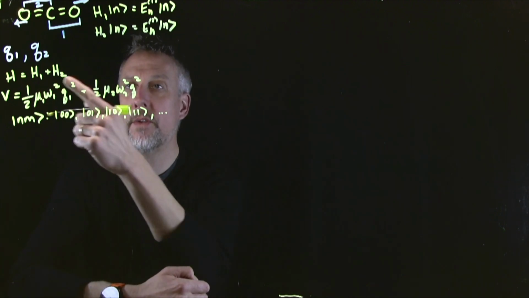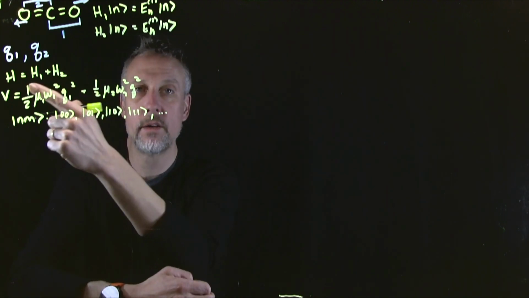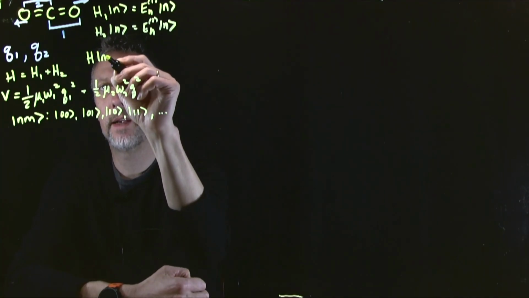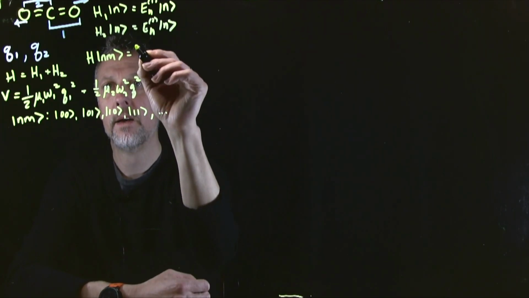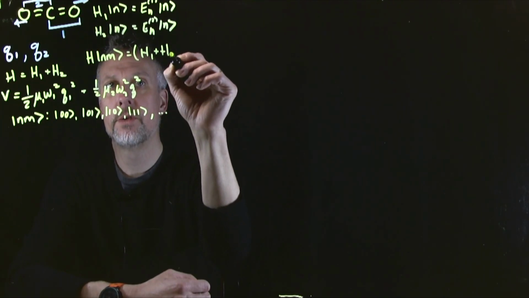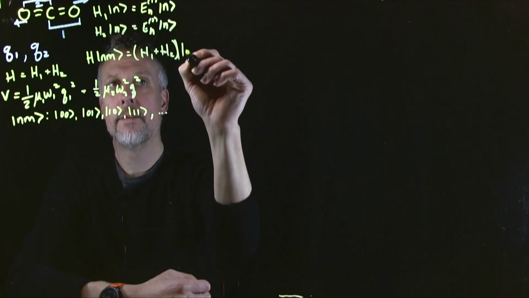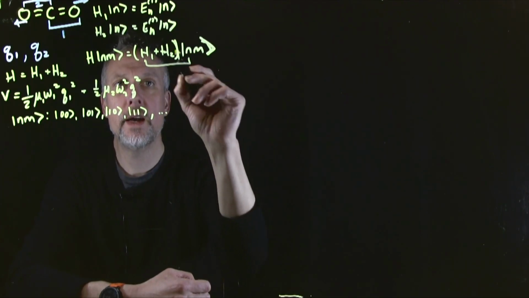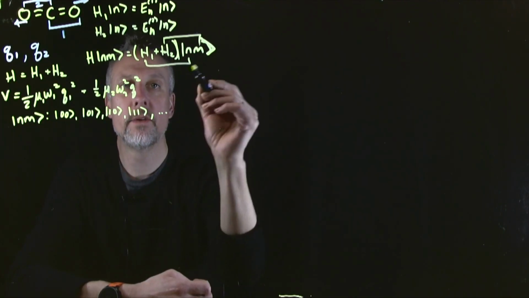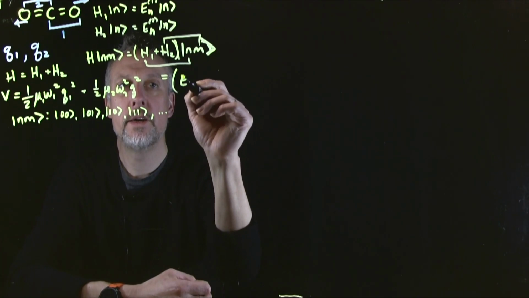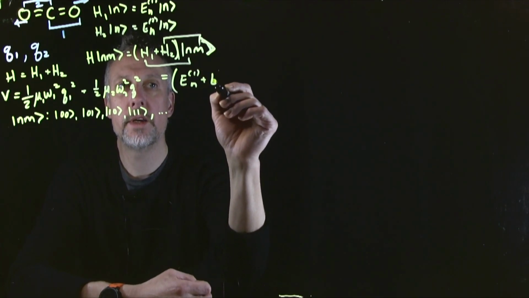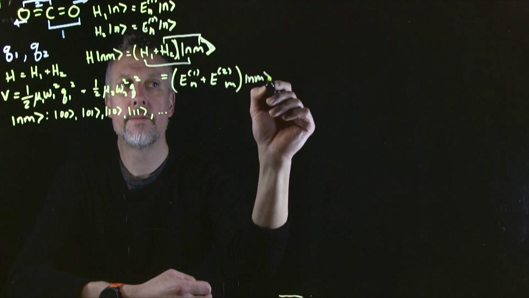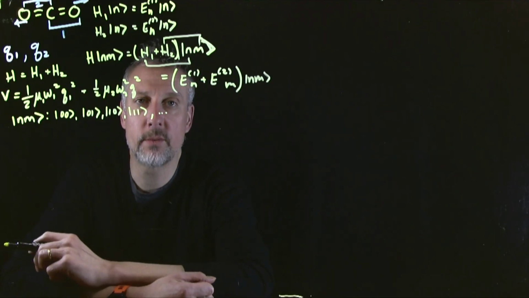Hopefully it's reasonably clear that this is the same linear combination of these Hamiltonians. So if I operate with H on this basis vector, I'm going to get H1 plus H2 on the basis vector. The H1 talks to n, the H2 talks to m, and so then, of course, we'll have E1 n plus E2 m, and then n and m. All right, that's what you expected, hopefully.